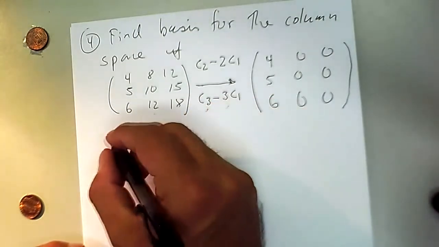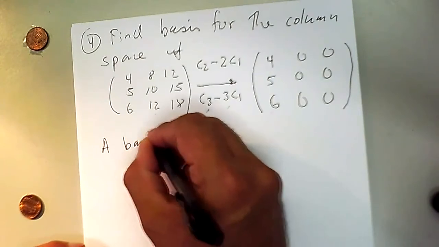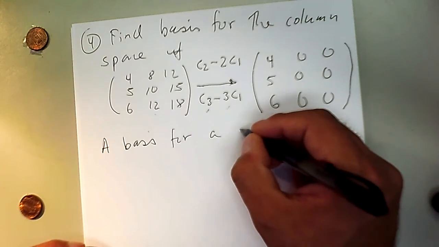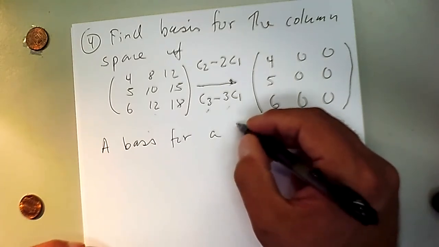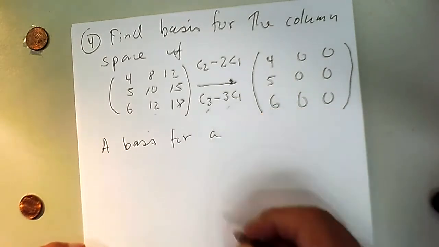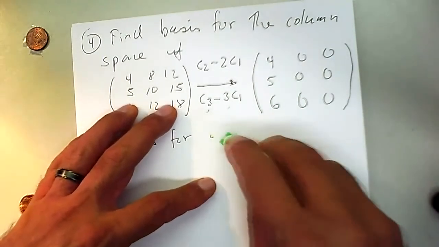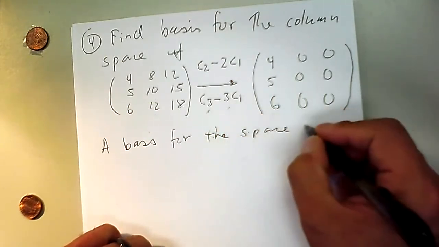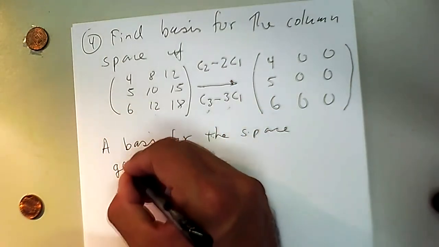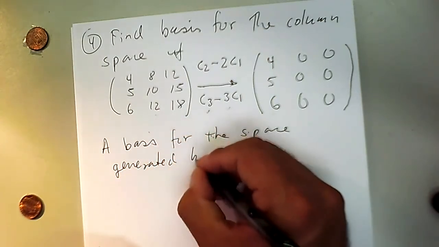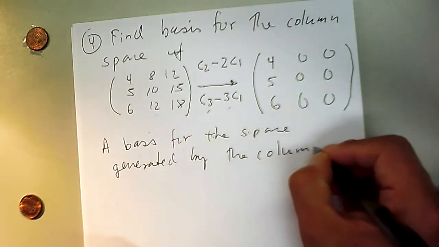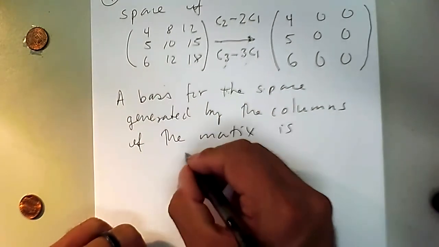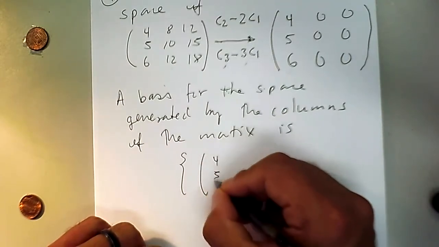A basis for the space generated by the columns of the matrix is the single vector 4, 5, 6.